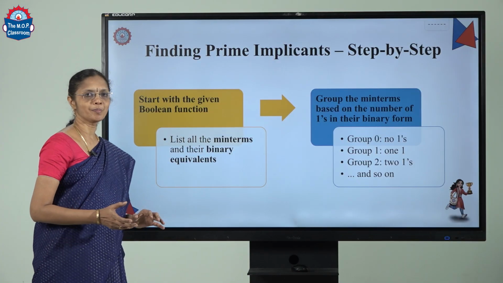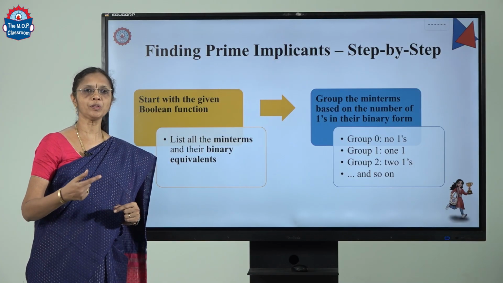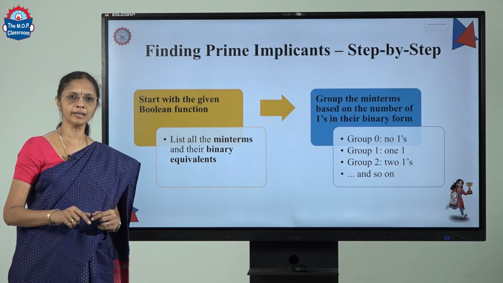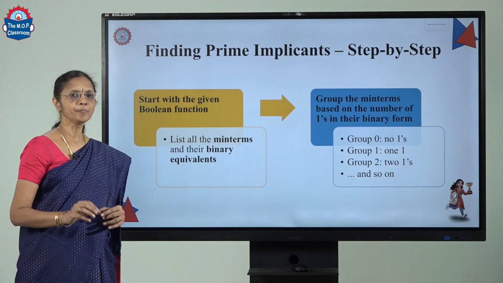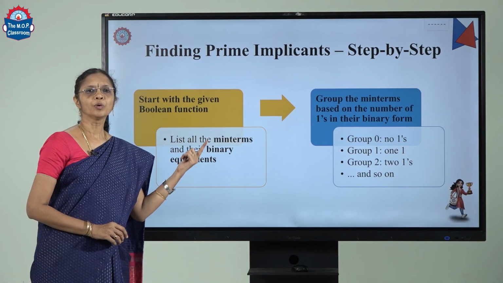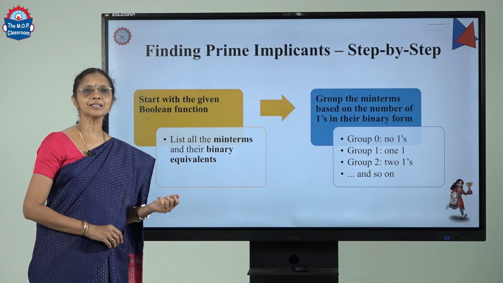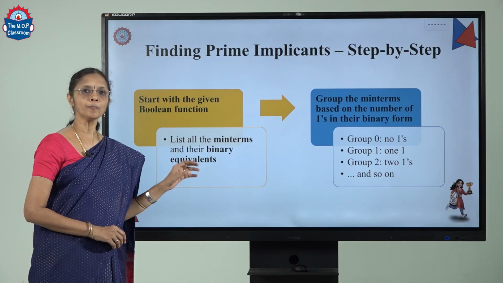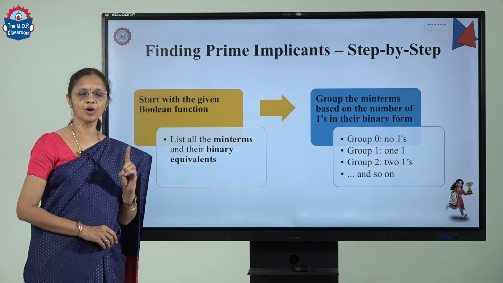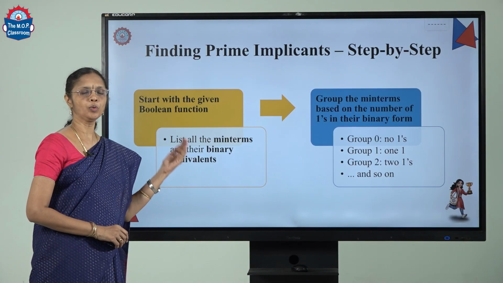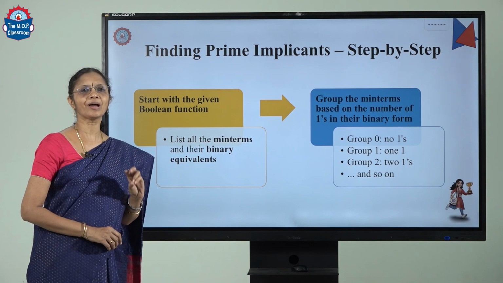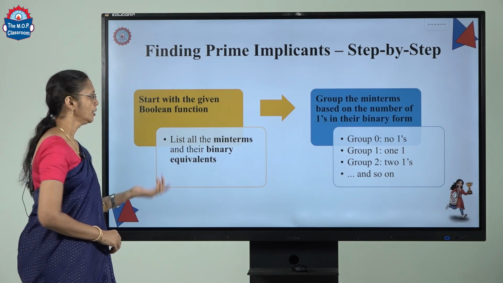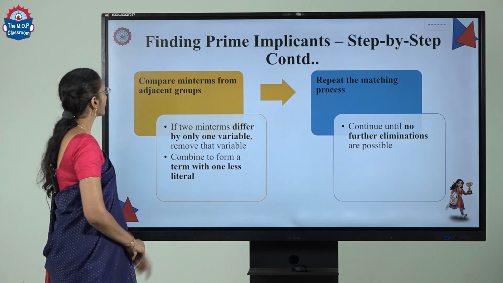Once that list is made, we have to group the minterms according to the number of ones present in the binary equivalent. When we group them, we start with group 0, where there are no ones, and then we move on to group 1, where you will have one 1, and move on to group 2, where you have two ones, and so on. Likewise, we do the grouping process.